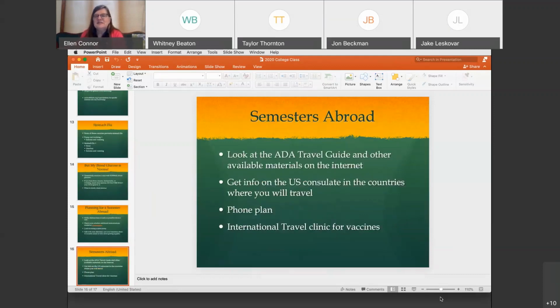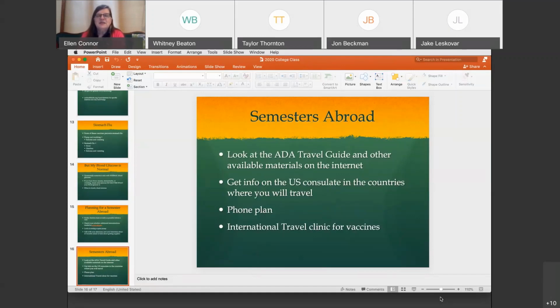There's also a travel guide that's put out by the American Diabetes Association. There have been at least 2 editions of it. There are a lot of other good materials now available on the internet to talk about things that make it easier to travel, and finding cool packs that will keep your insulin at the desired temperature for 48 hours.